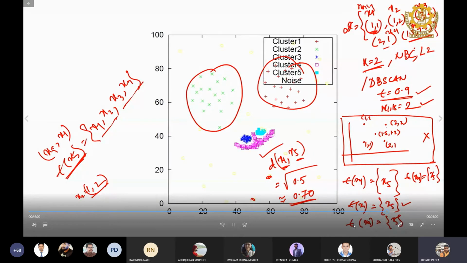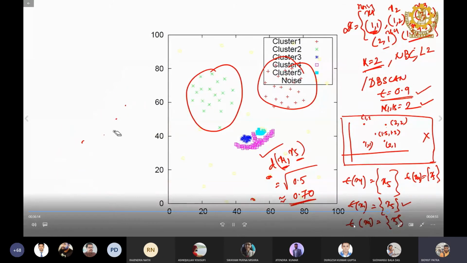Now you apply NBC with parameter k equal to 2. So what do you have to find? The first point is x1. You have to compute the NDF of x1. To find the NDF of x1, you have to find the reverse k nearest neighbors of x1. And to find the reverse k nearest neighbors of x1, you have to find the KNN of all points, with k equal to 2.